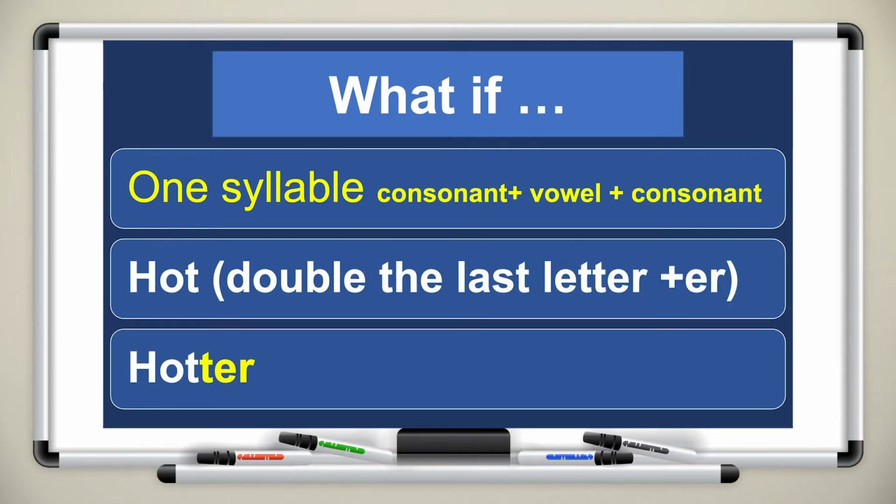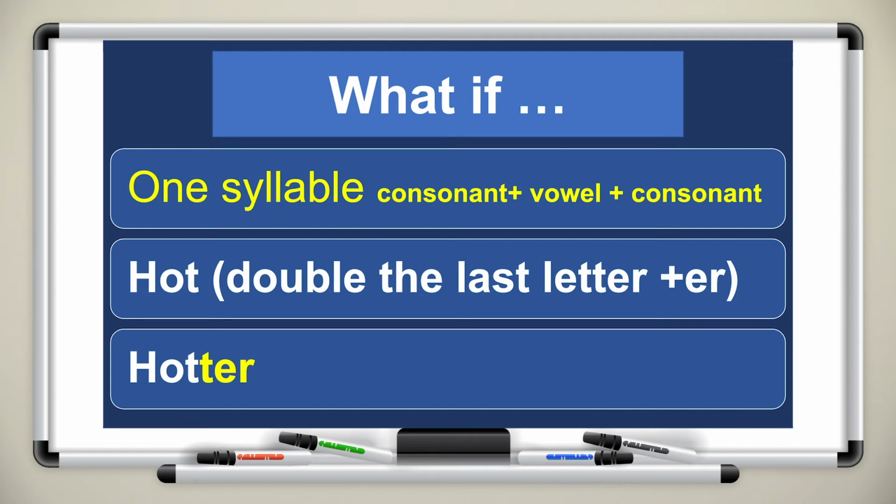Now, if I have a one syllable word with a consonant, vowel, and then consonant. For example, a letter H followed by a vowel O and then a letter T. All I have to do is to double the last letter. For example, if the adjective was hot, I will say hotter. So I will add a T, E, and R because I have a vowel between two letters.